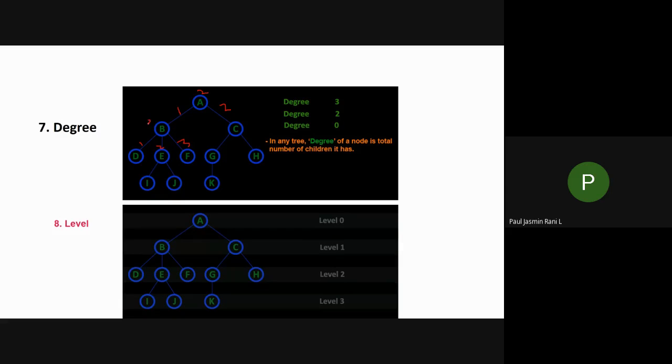Okay, and similarly if you see this leaf node, I don't have any branches, so I can mark it as 0. If you don't have any branches, then you have to mark it as 0 degree. So how many children, how many branches you have for a particular node, that is known as a degree in the case of a tree data structure. Okay, so this is how you have to mark a degree in a tree data structure.